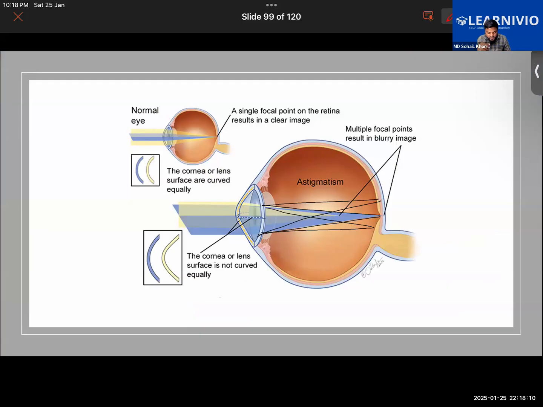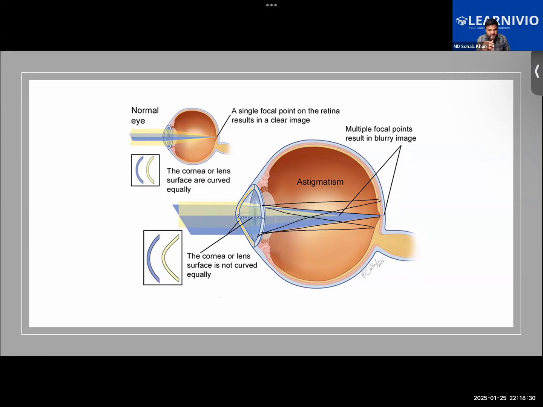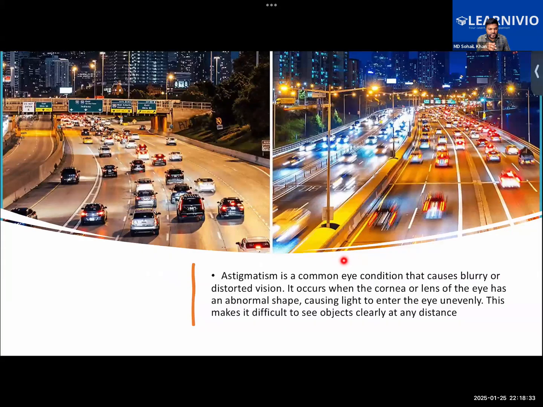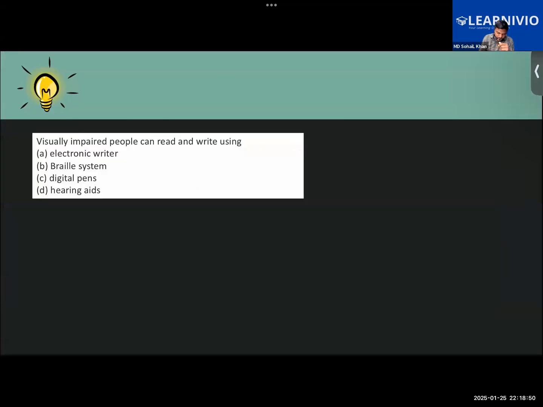Due to the uneven shape of the lens and the cornea, the rays of light enter in an uneven manner, and hence multiple images are formed at multiple points, and it gives a blurry vision like this. So astigmatism is a common eye condition that causes blurry or distorted vision. It occurs when the cornea or lens of the eye has an abnormal shape, because of which the rays of light enter the eye unevenly and make it difficult to see objects clearly at any distance. Okay.